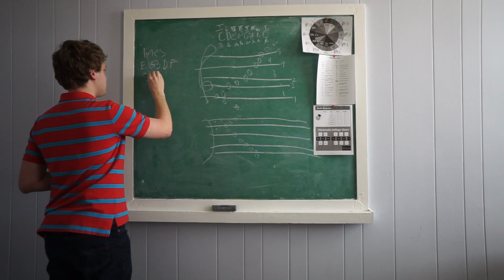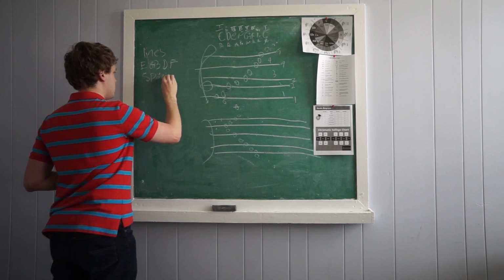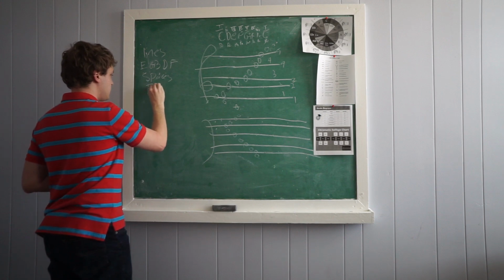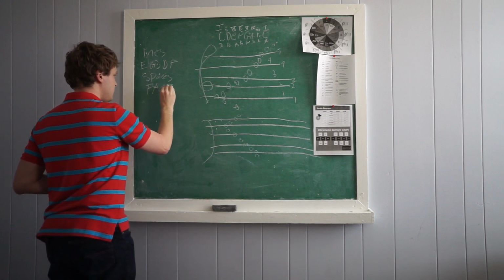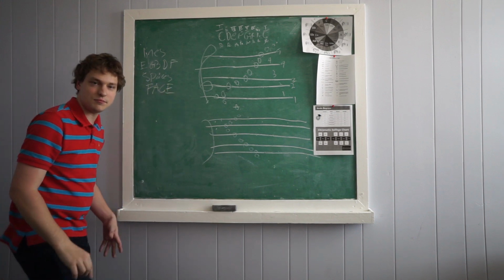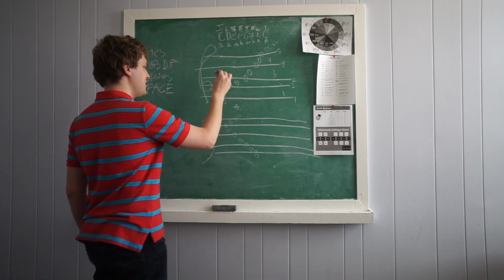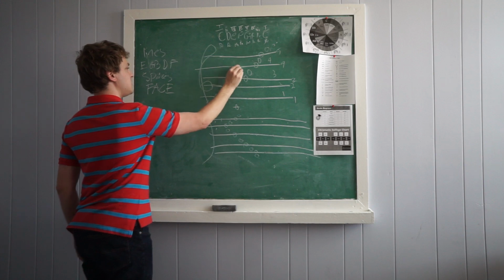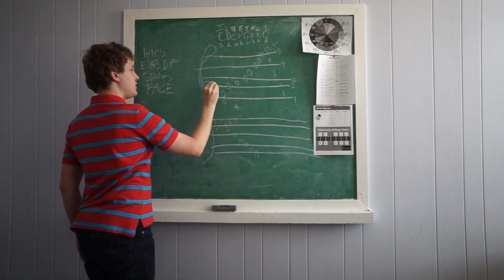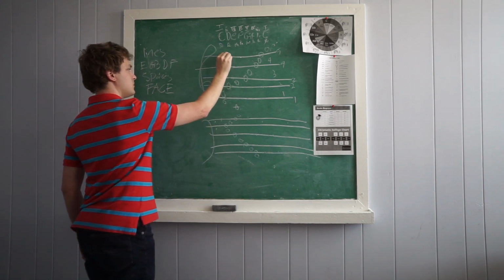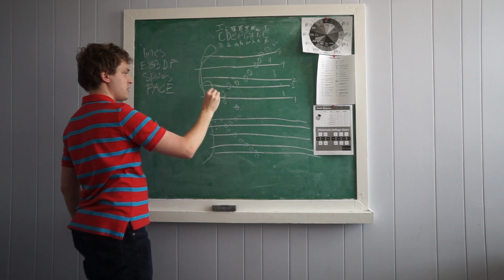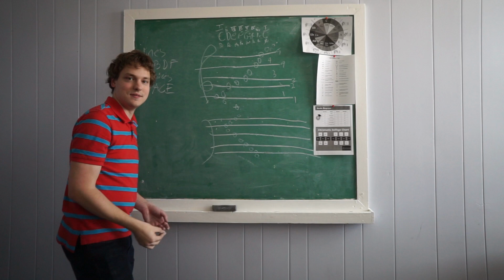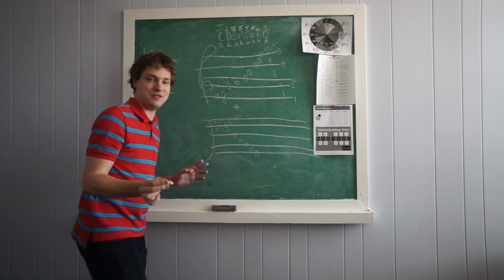So the spaces, simply F, A, C, and E. Spells face. Pretty simple to remember that, actually. So we have E, G, B, D, F. Every Good Boy Deserves Fudge. Those are the lines. The spaces are F, A, C, and E. Face. Just remember that, and you'll be really set.